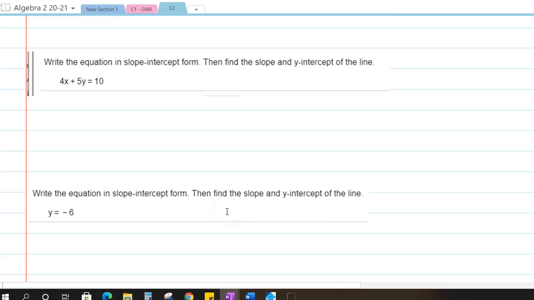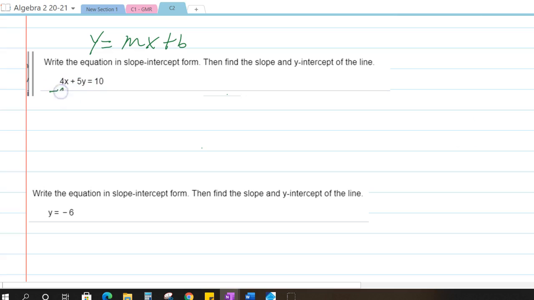Now, if they give you a problem like this that's not in slope-intercept form, what you need to do is put it in slope-intercept form, y equals mx plus b. What that means is solve for y. Then they want to know what the slope and the y-intercept is. In order to solve for y, I need to get everything away from it, which means doing PEMDAS backwards.